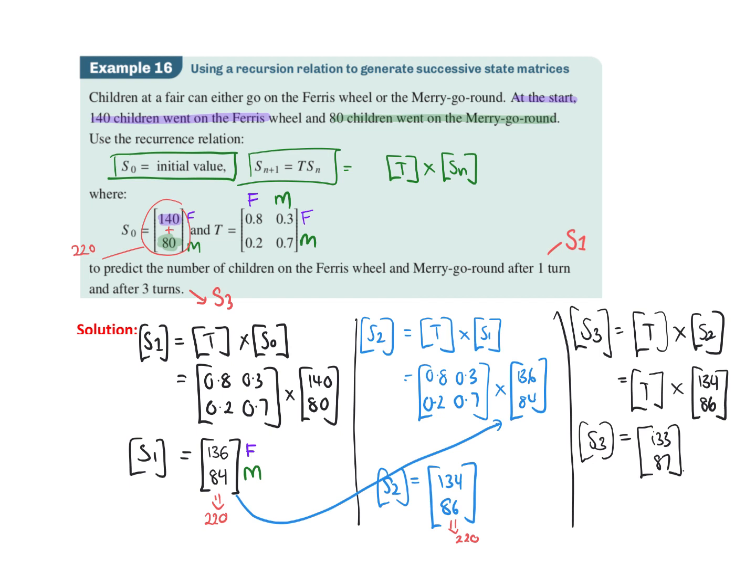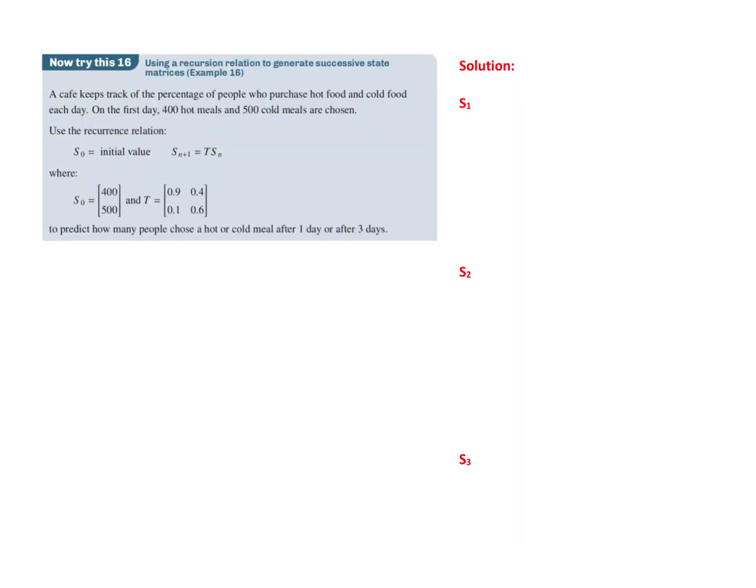Okay, now so it said used to predict how many kids are there after one turn. So here I probably should write a statement that Ferris after one turn was 136 and the Mary was 84, and then down here on the third turn they asked me the same, so Ferris was 133 and the Mary was 87. Okay, so let's have a look.